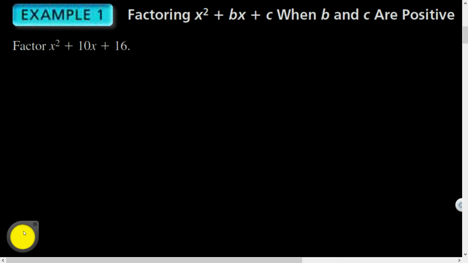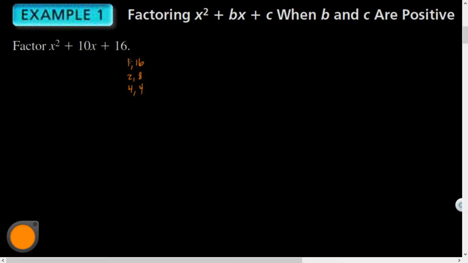So I'm going to make a list here. What are the things that multiply to be 16? Write this down. 1 and 16. I try to do this systematically, so I start with 1. 1 goes in 16 times. Does 2 go into it? Yes, 2 times 8. Does 3 go into it? No. Does 4 go into it? 4 times 4.